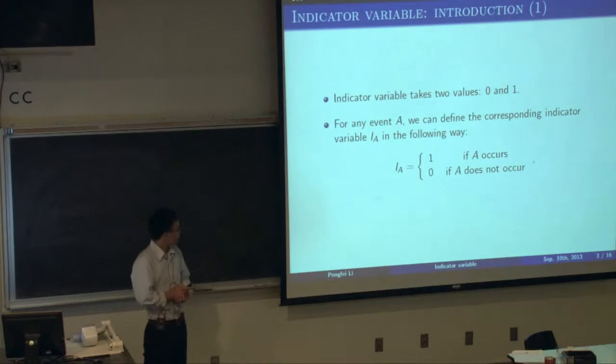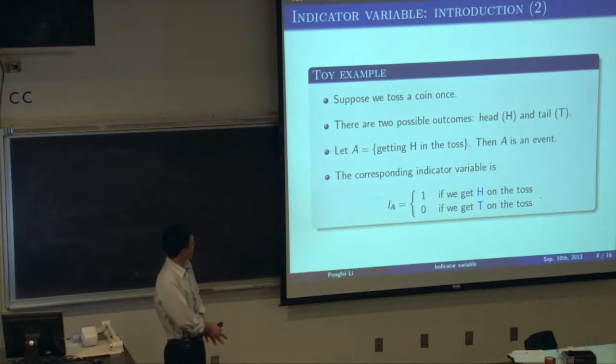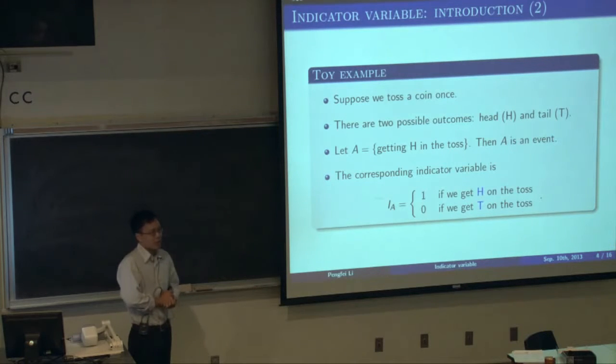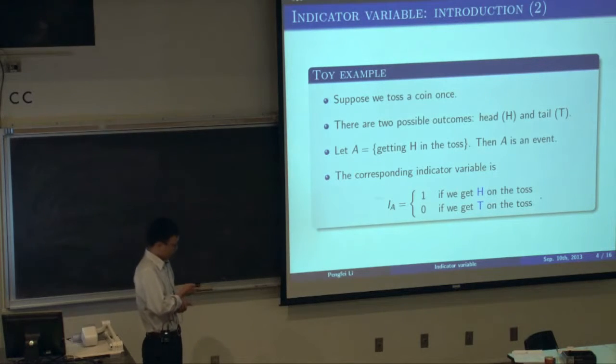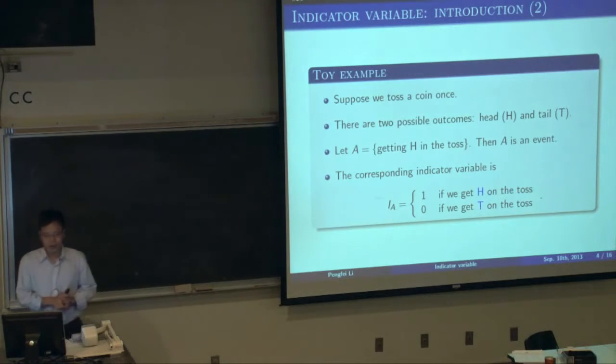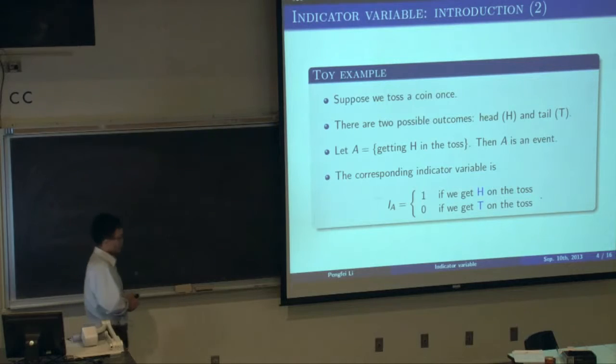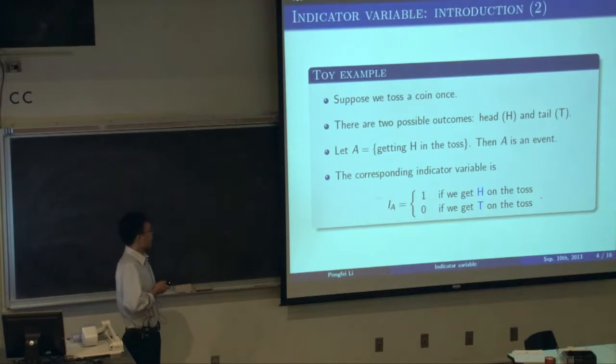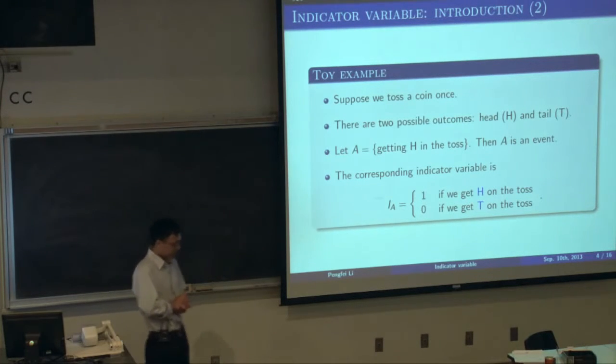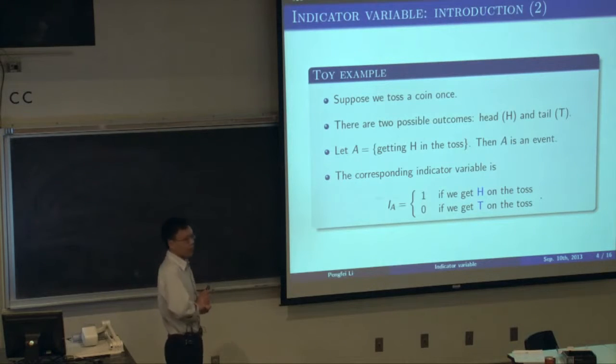I always toss a coin and toss a die with my son, so I give a toy example here. Suppose we toss the coin just once, and there are two possible outcomes, the head and the tail. I will use H to denote head and T to denote tail. Now, A is getting the H in a toss, and A is going to be an event. So that's the concept of the event. And then we define the corresponding indicator variable, I_A. So I_A is equal to 1 if we get H on the toss, and if we get T on the toss, I_A is going to be 0. So it is an indicator variable because it has just two values.